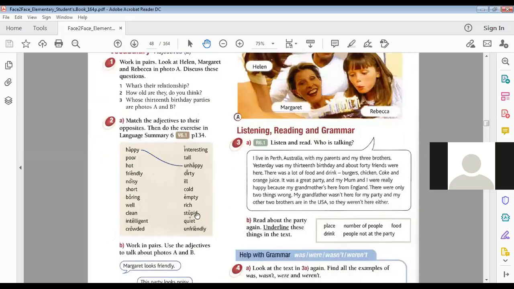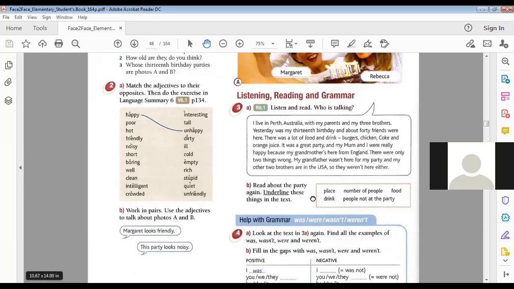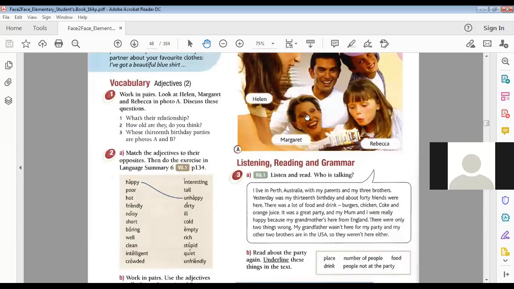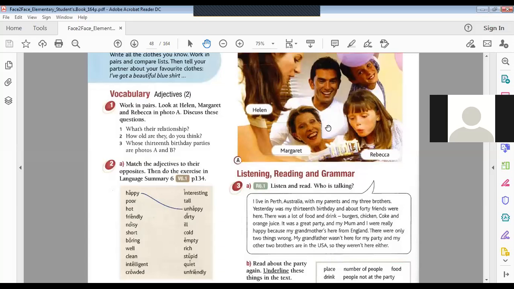We also talked about adjectives, and we did a matching exercise between opposites. All of these adjectives are opposites, and we used them to talk about people. So we described Rebecca maybe as a quiet girl, maybe intelligent, and maybe friendly. We also said Margaret is happy and friendly.